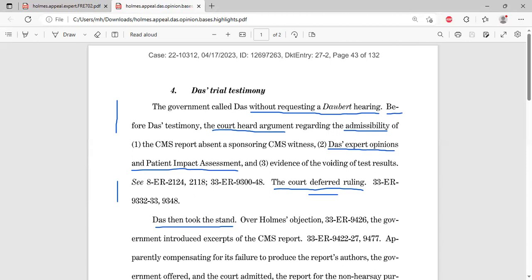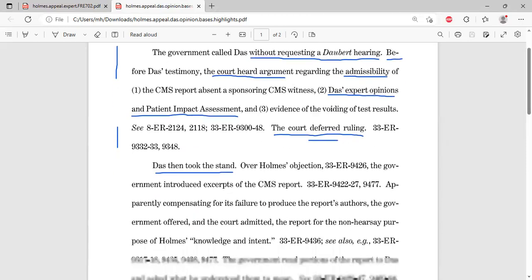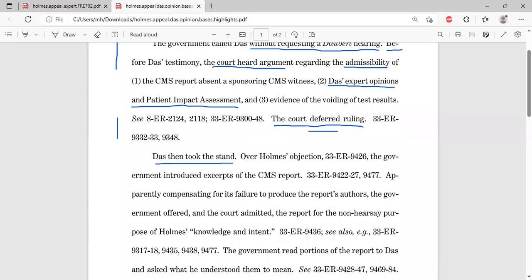And then before Dr. Doss took the stand, Holmes challenged the admissibility of Dr. Doss's expert opinions and patient impact assessment. The court deferred its ruling. So in other words, the court didn't determine whether or not the court would allow Dr. Doss to give the expert opinion and the patient impact assessment testimony. So then Doss takes the stand over Elizabeth Holmes objecting.